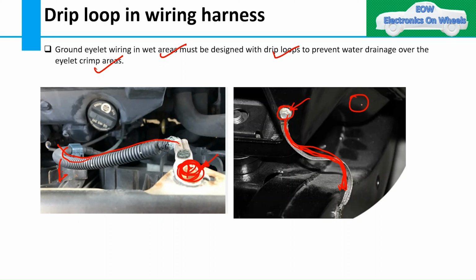One more example I will give you. When you are placing the eyelet, there might be two ways of placing it. First is this, where we place it horizontally, and second would be at some angle, right? Which one is the best in the case of a drip loop? This would be the best, because if any water comes on this area, it will always go down. It will not stagnate on the crimp area.